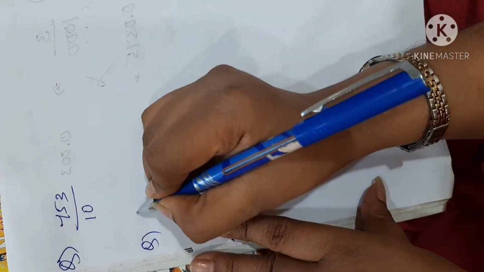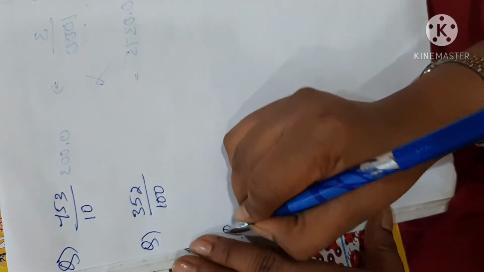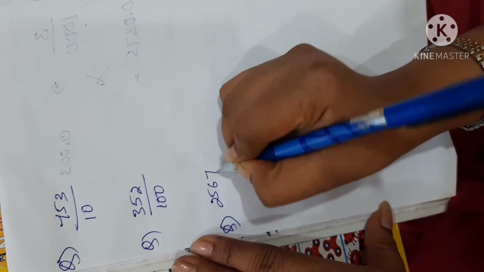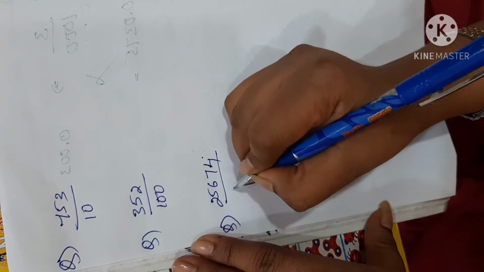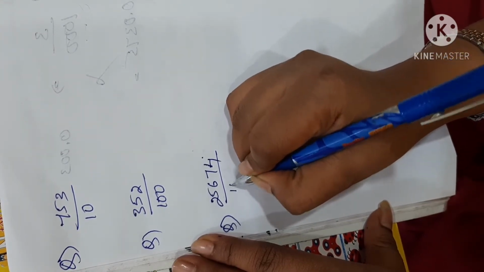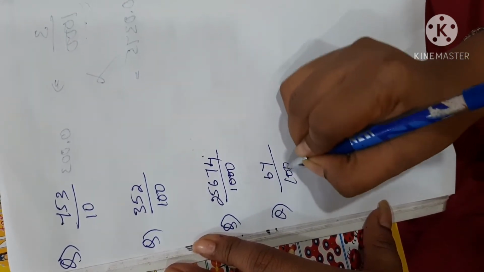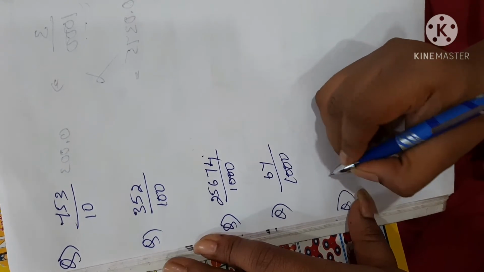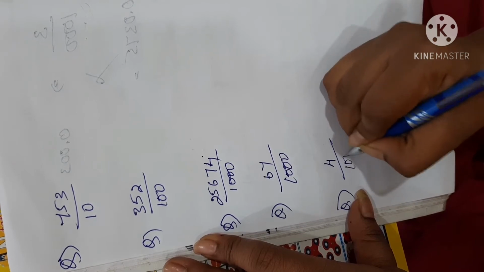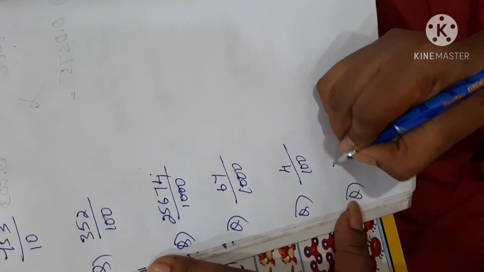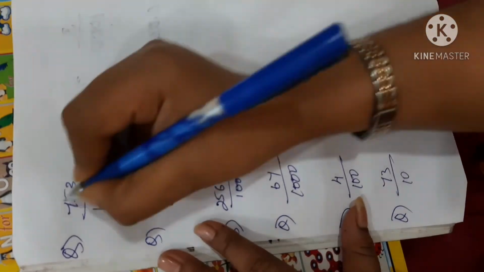Okay, examples I am writing here. 352 by 100. 2567.4 by 1000. Okay. Question: 67 by 1000. 4 by 100. 73 by 10. Okay, let's discuss this, how to convert into decimals. Let's start.